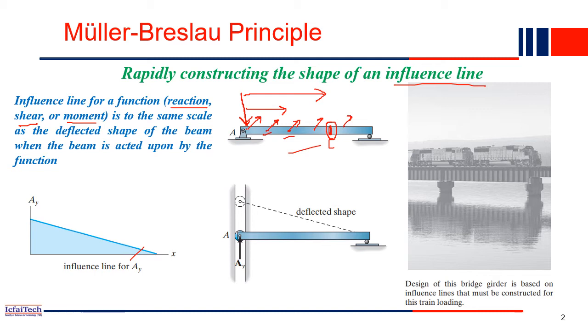So as per this principle, let's see how quickly you can draw the bending moment diagram. As per the theory, for example, here, this is a beam, right? This is a simply supported beam, and if you want to draw the influence line diagram for the reaction AY, vertical reaction AY.